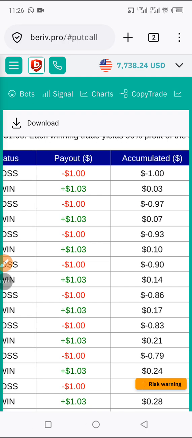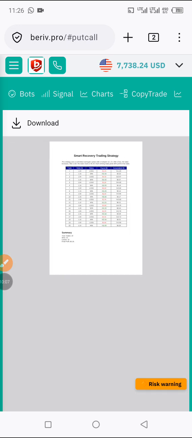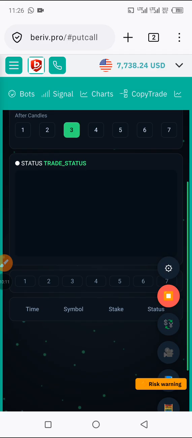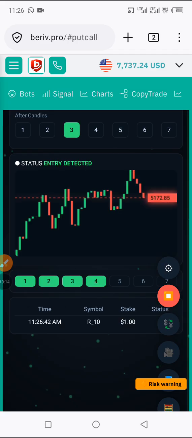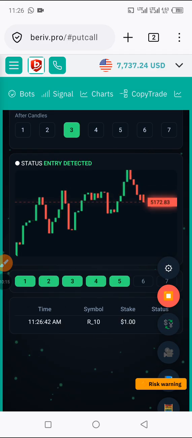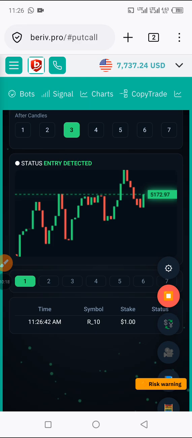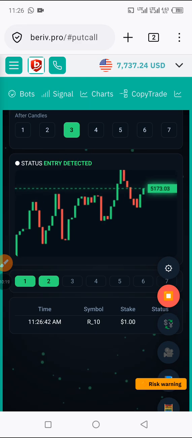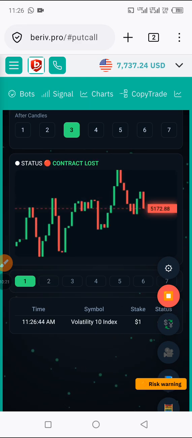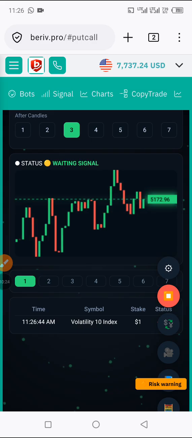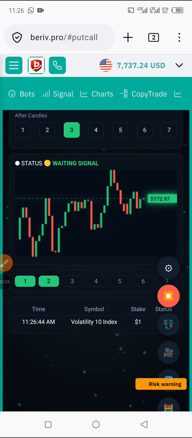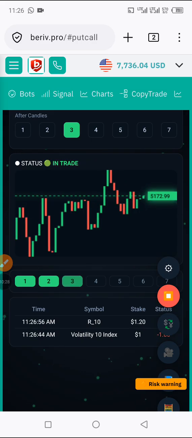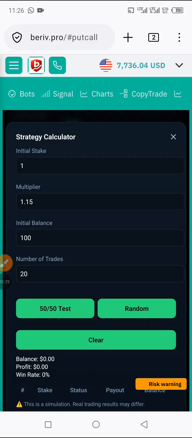Okay, so let me go back to the trading bot. We also have a calculator. Sorry, the bot has just reset again because I had refreshed it when I was opening the tutorial. Okay, we also have a calculator that is at the bottom here. If you click at the calculator, you can make the calculator calculate the trades for you.